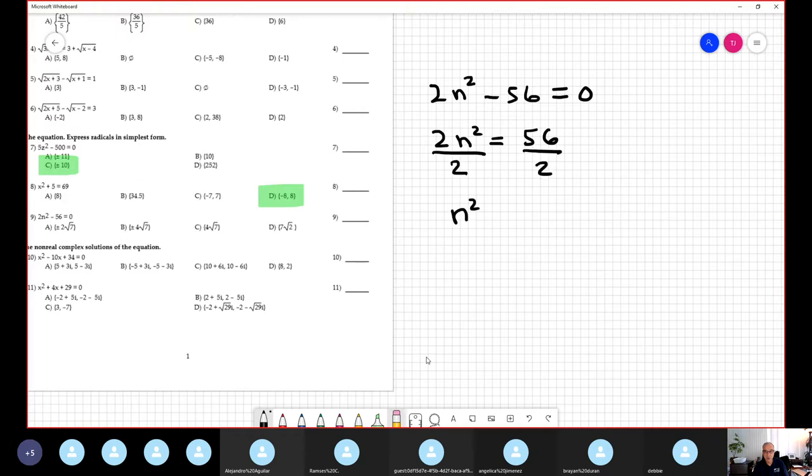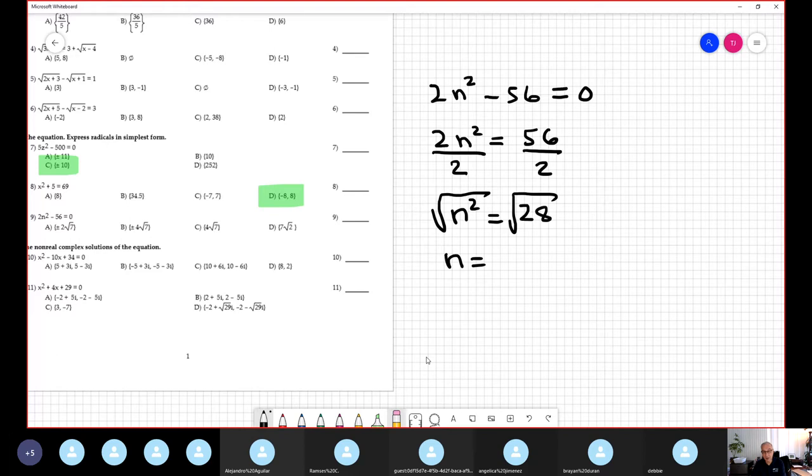m squared is equal, you put in the calculator, 56 divided by 2 is 28. Okay, and you apply square root to both sides, and m is equal to square root of 28. Okay, listen, 28 is not a perfect square, but don't worry because you know how.